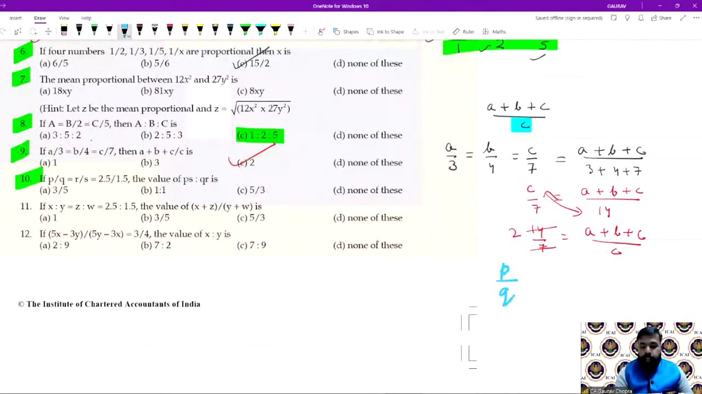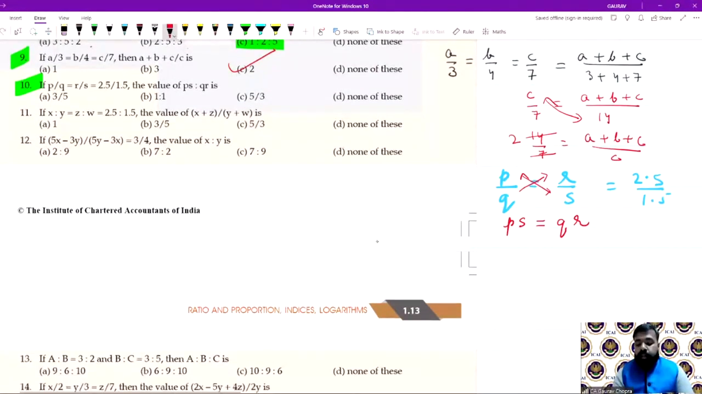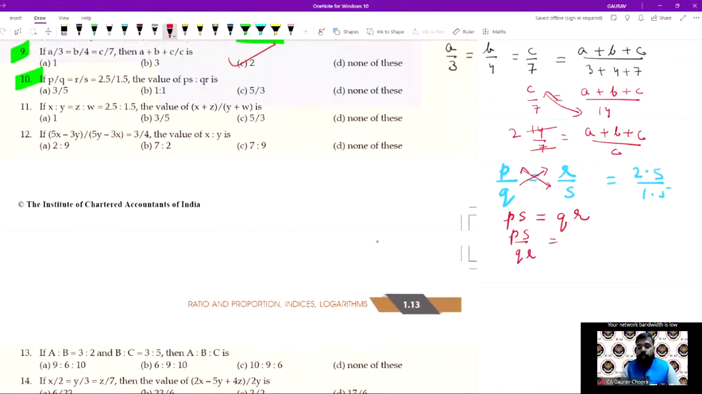P by Q is equal to R by S is equal to 2.5 upon 1.5. Now the question requires the ratio of PS and QR. So we can simply do the cross multiplication, so that we get PS is equal to QR. Now, if we bring QR to the other side, it will become PS upon QR is equal to 1. Therefore, from here, the ratio is 1:1. So option number B will be correct.